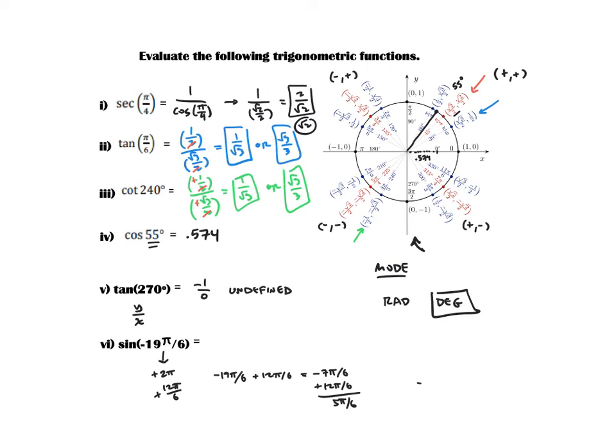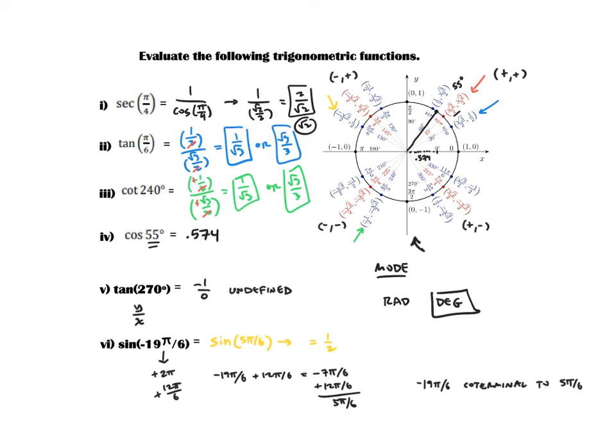So negative 19 pi over 6 is coterminal to 5 pi over 6. That's why coterminal angles are important. They should have the same x and y value. So where is that? Let's see. 5 pi over 6 is right here. So the sine of negative 19 pi over 6 is equivalent to the sine of positive 5 pi over 6, which is equal to 1/2. And there you have it, guys. That's how you use the unit circle to evaluate trig functions.